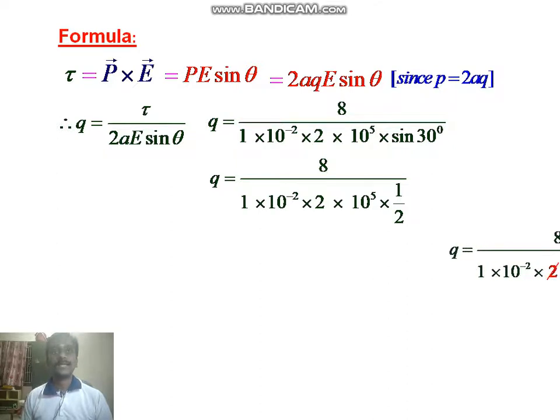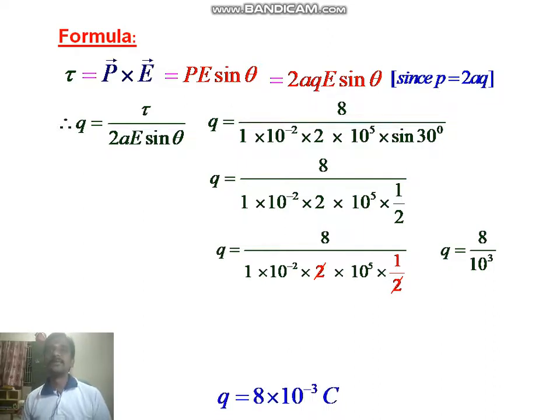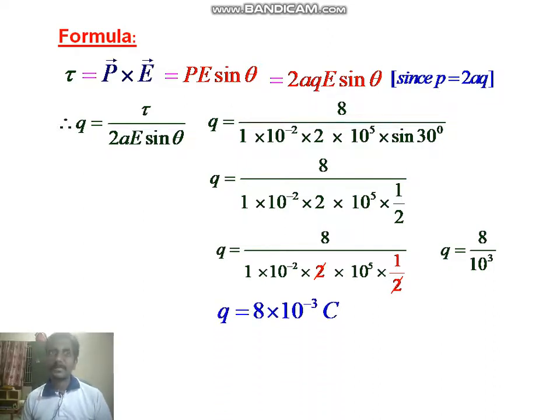And in the next case என்ன பண்ணுறோம், அந்த 2 and 2 கேன்சல் ஆயிரும். So the value will be 8 by 1 into 10 power minus 2, 10 power 5 இருக்கு. அப்போ 5 minus 2 அப்படிங்கிறது equal to 3. அப்போ 8 by 10 power 3 வரும். 10 power 3 அப்படிங்கிறது numerator போயிடுச்சுன்னா 8 into 10 power minus 3 coulomb. இங்கே 10 power minus 3ங்கிறது milli. So the option will be 8 millicoulomb. இது உனக்கு 2 marks கேட்கலாம்.